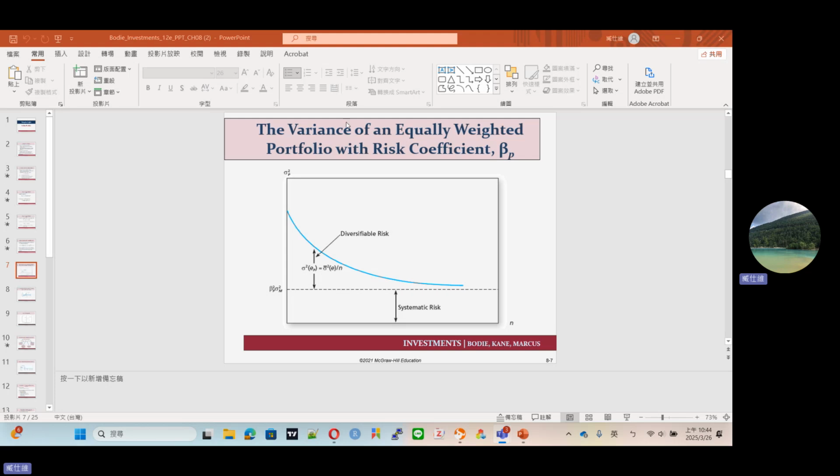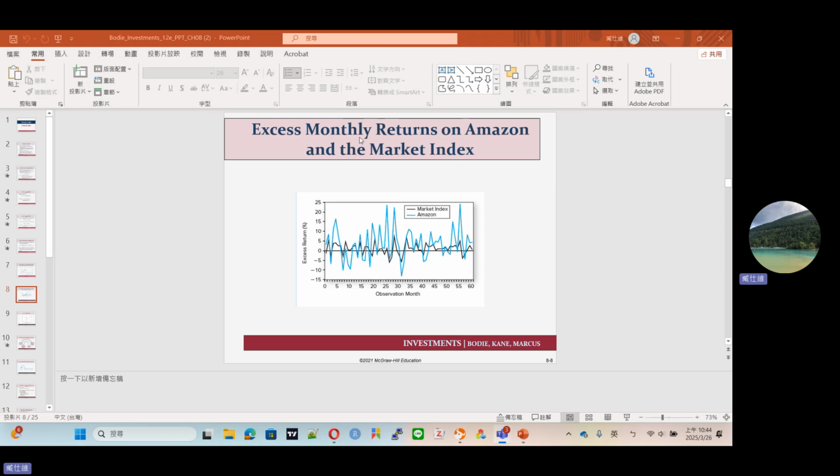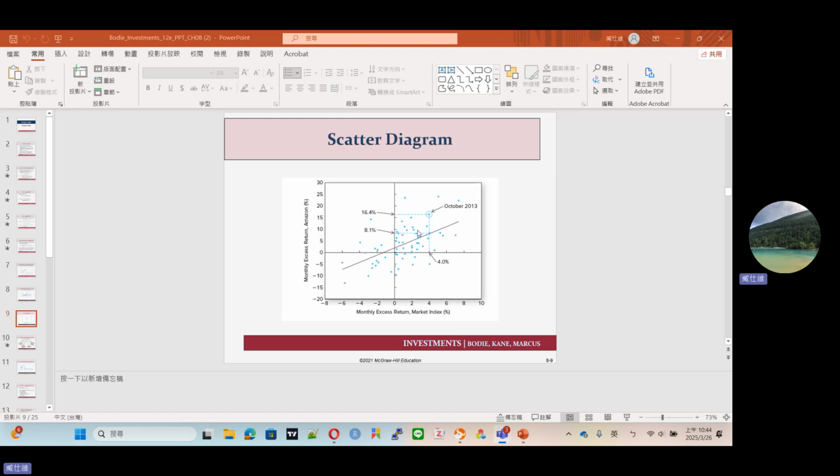Okay, so this is about the variance of an equally weighted portfolio. And then you can see this is another example about Amazon. You can see the stock return of Amazon versus the market index. This is not that important. What we are doing here is using Amazon as an example to describe how the Amazon returns are related to the market index.